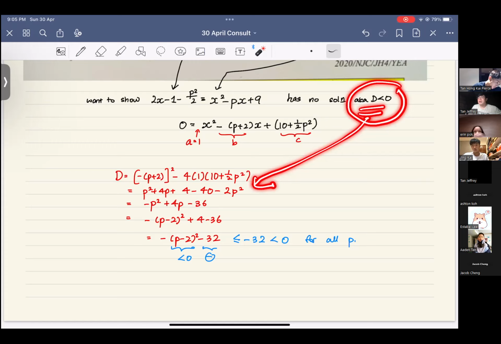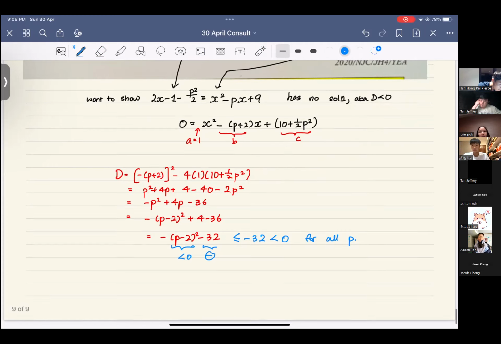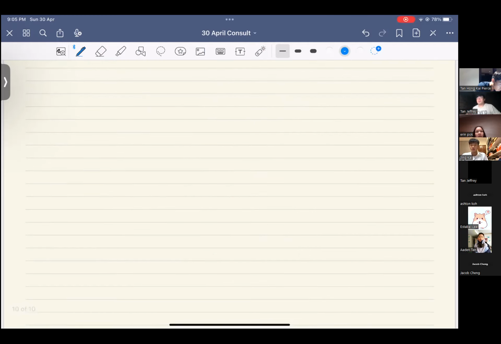Is that okay? Even if we want to show that it's more than 0, you still can complete the square also. Yes. For example, if a discriminant is something like p plus 2 square plus 7, this is always more than 0. So both parts of the completed square have to be more than 0 to have two solutions. Correct. Okay, thank you.